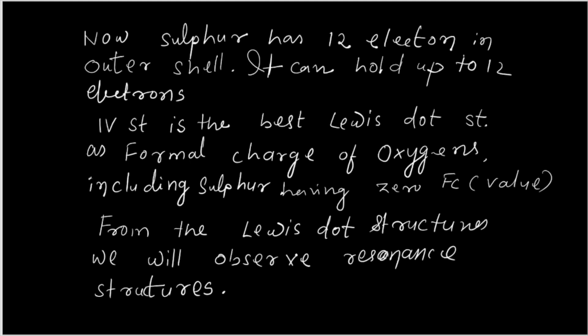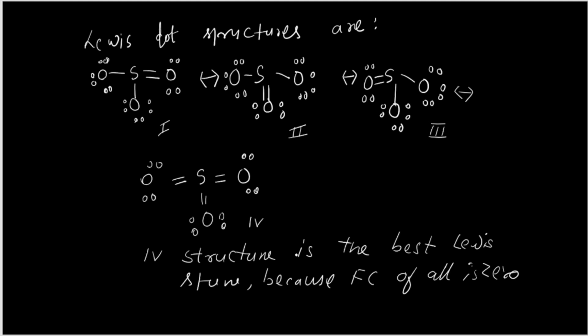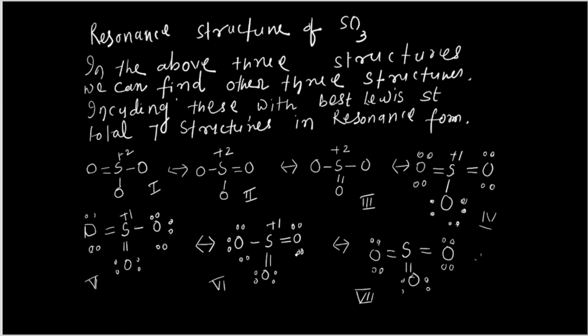The fourth structure is the best Lewis structure, and structures 1, 2, 3 are the resonance structures. So Lewis structures are, again you can see 1, 2, 3, 4. When you observe in 4, all sides of sulfur have 2 bonds, having how many bonding electrons? Total 12. Similarly 1, 2, 3 are there, but they are not satisfied by the formal charge, the least formal charge. So structure 4 is the best Lewis structure because FC of all is 0.